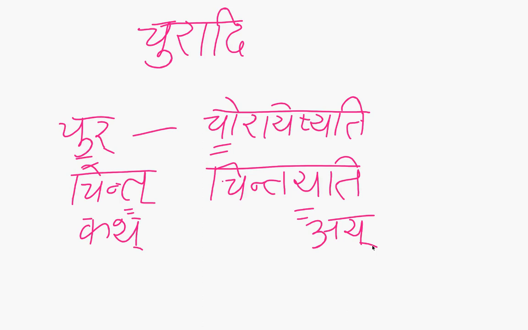But otherwise this one is very similar to the bhvadigana. Once you add this special pratyaya, because this dhatu is in the 10th gana, all the 10th gana dhatus get this nich special pratyaya first while deriving its form, and then because of the nich it changes to aya. Just think that it is aya. So chur becomes choraya, chinta becomes chintaya, katha becomes kathaya, etc.